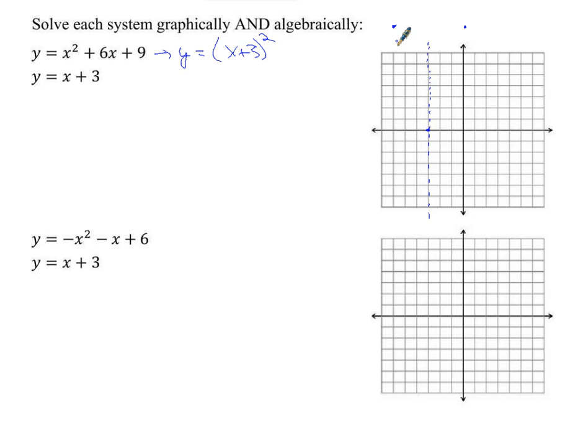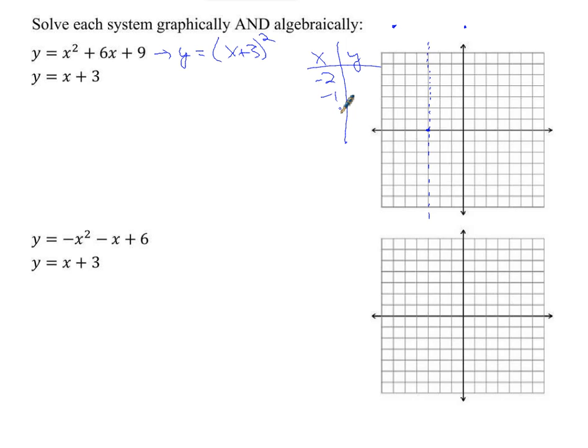I need some easy points. You got to make a table on this one. X and Y. Choose numbers to one side or the other of the axis of symmetry. I'm always going to go to the easier looking numbers. I think negative 2 and negative 1 looks a little bit easier than negative 4 and negative 5. So I'm going negative 2, negative 1. I already have 0, so I don't need it.